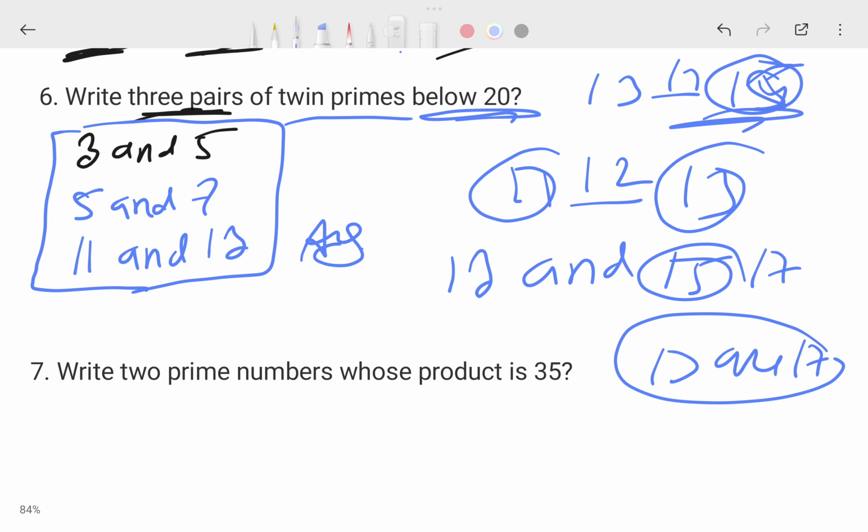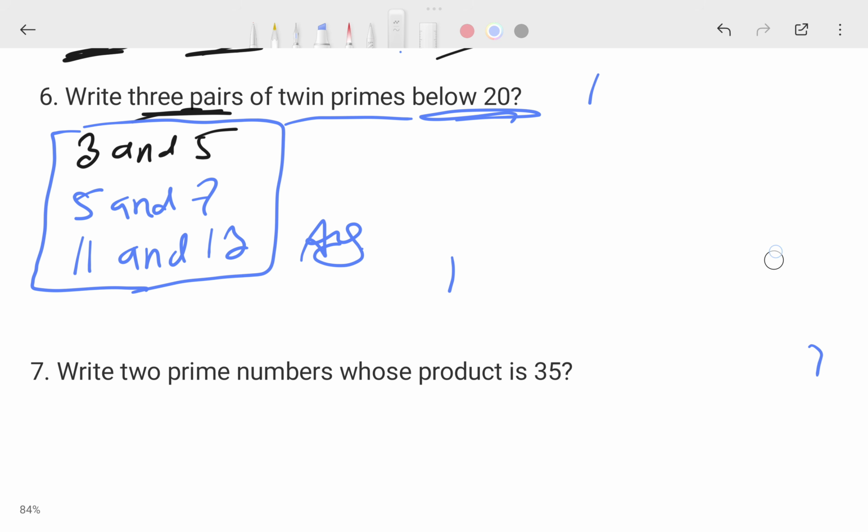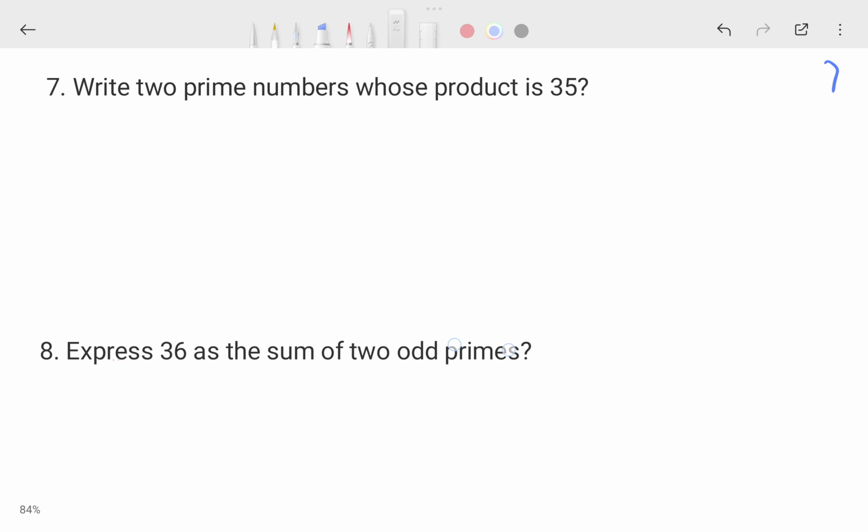Okay, is it clear to you? Right. So if it is clear, then let's talk about the 7th one. The 7th question is telling us to write 2 prime numbers whose product is 35. We have to write 2 prime numbers, and product means multiplication. If you multiply the 2 prime numbers, we have to get 35. What we have to do? We have to write two prime numbers such that after multiplying, the result has to be 35.